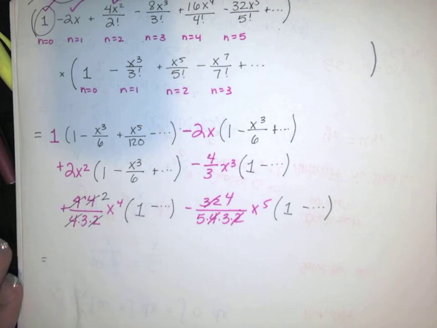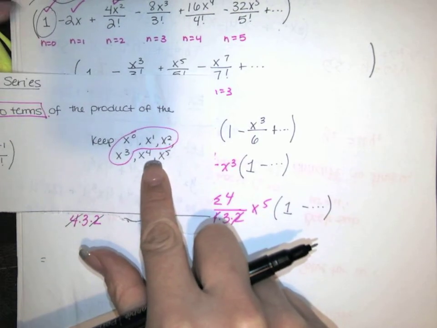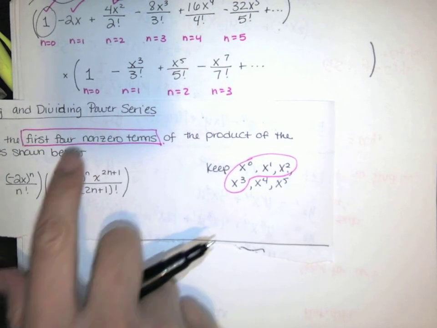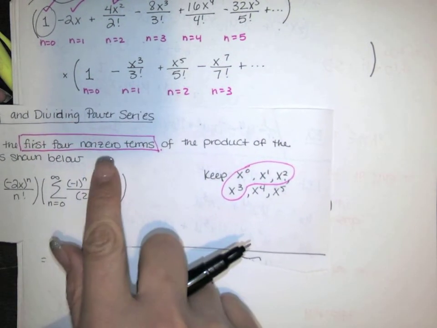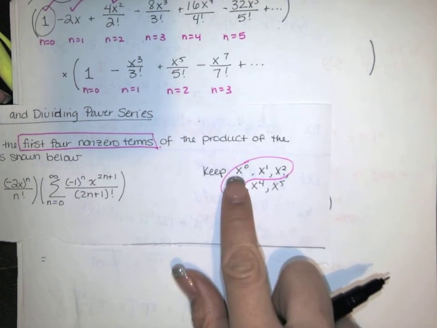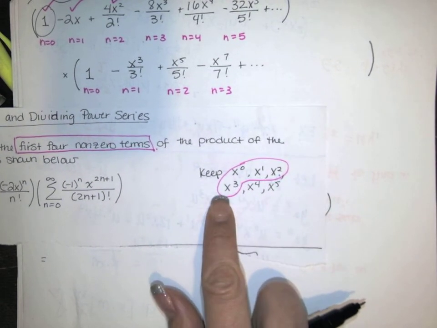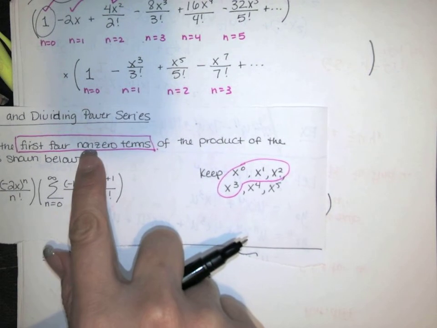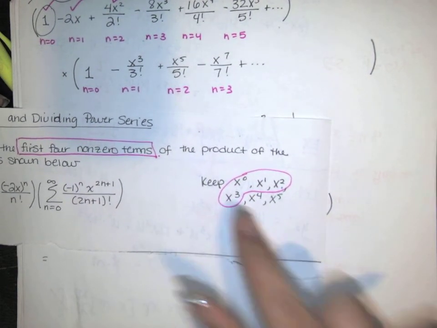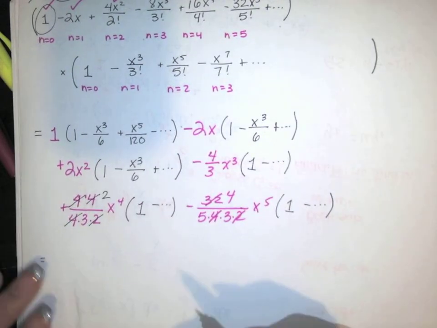You just have to remember that you're keeping some of the terms, and the number of terms you keep depends on what this says. It says find the first 4 non-zero terms. I had to find the degree of the lowest term, which was a constant, so that's x to the 0. And then I go up to the fourth one because I need 4 non-zero terms. And then I kept a couple of extra terms just in case any of those had 0 coefficients. So now we're just multiplying.